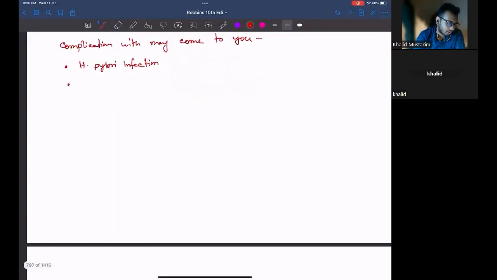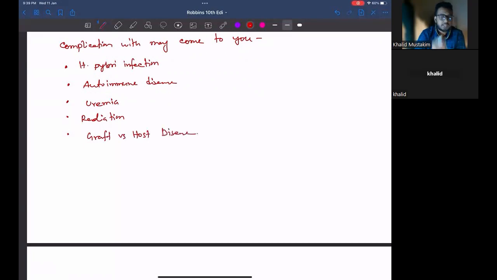The second is autoimmune diseases. The third is uremia. The fourth may be radiation. The fifth is graft versus host disease. So these are the main complications that a patient comes to you with in chronic gastritis.